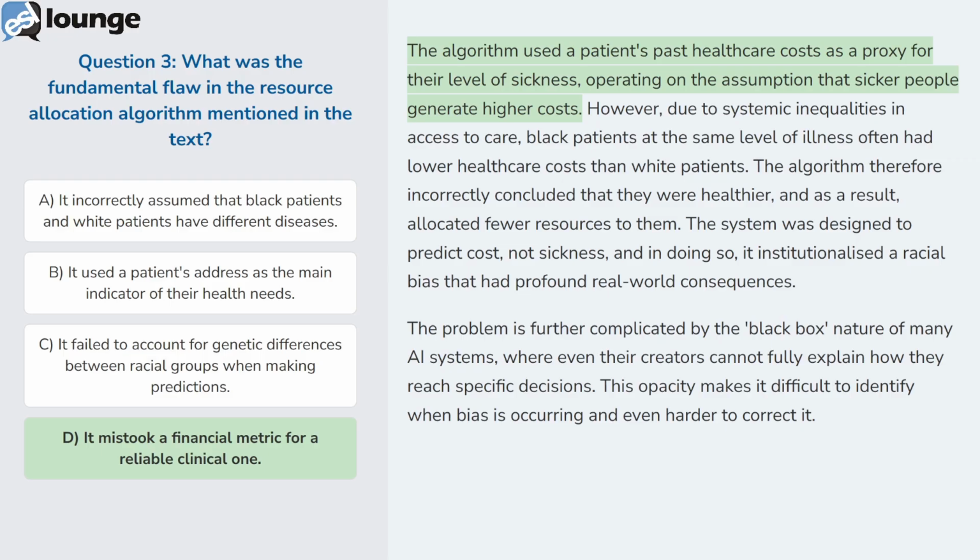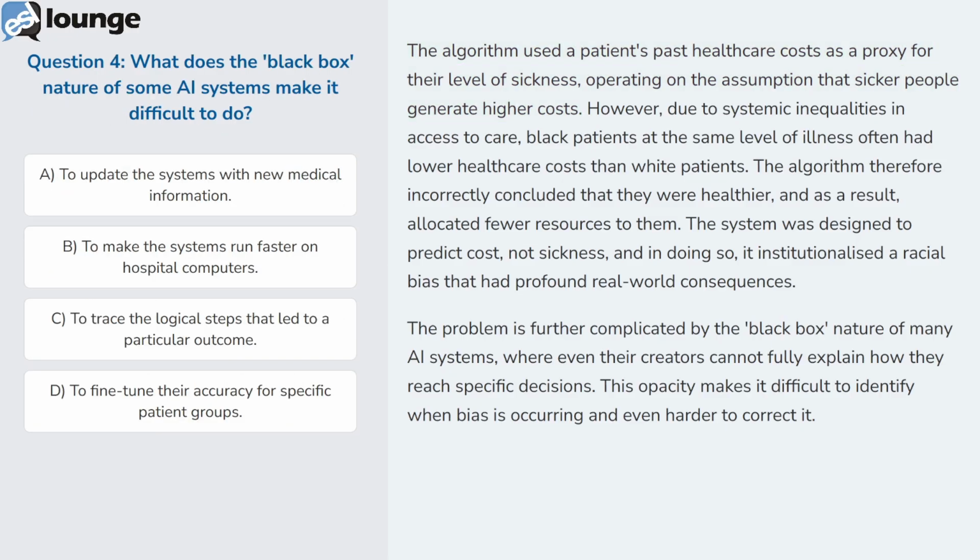Question 4. What does the black box nature of some AI systems make it difficult to do? A. To update the systems with new medical information. B. To make the systems run faster on hospital computers. C. To trace the logical steps that led to a particular outcome. D. To fine-tune their accuracy for specific patient groups.